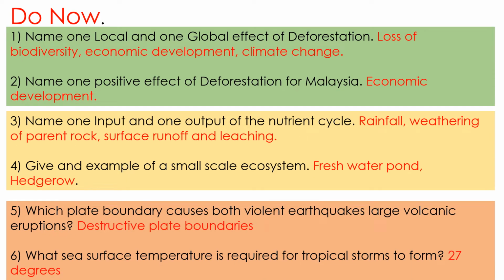So hopefully you've had opportunity to work through those questions. I'm just going to go through the answers now. Can I please remind you that if you've got any of them wrong, can you please correct them, preferably in a green pen into your book, so we can see which questions you're getting right and which ones you've got wrong. Right, so question one, name one local and one global effect of deforestation.